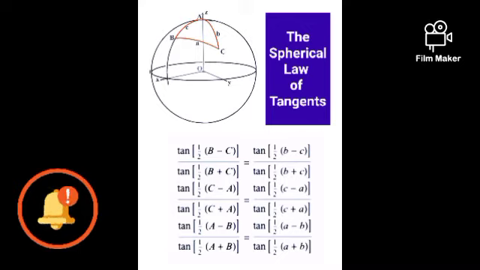And the spherical law of tangents will not always apply when solving the oblique spherical triangles. You can only use the spherical law of tangents depending on the given parts of the spherical oblique triangle.